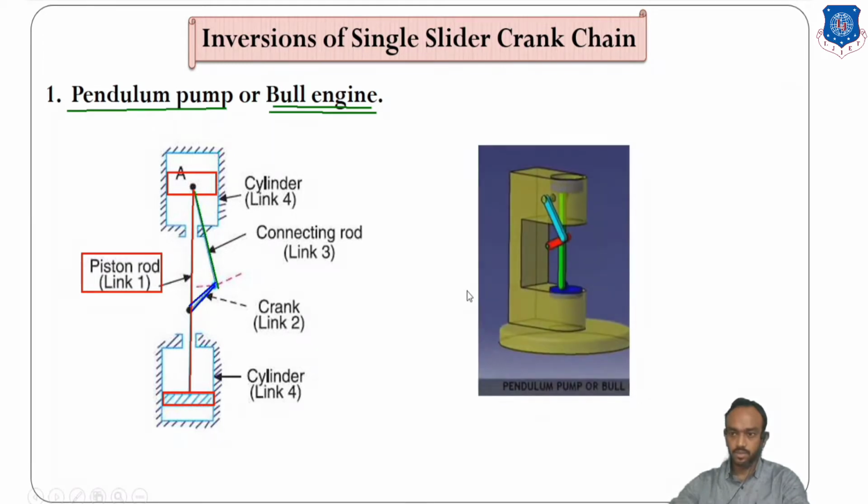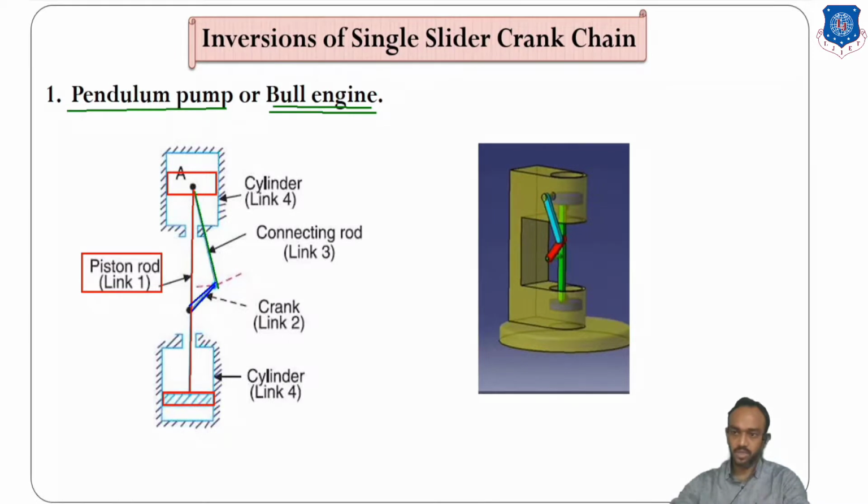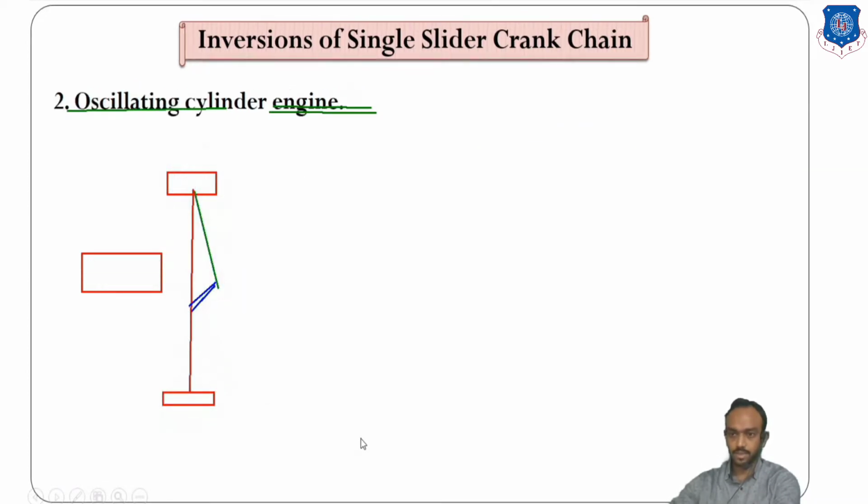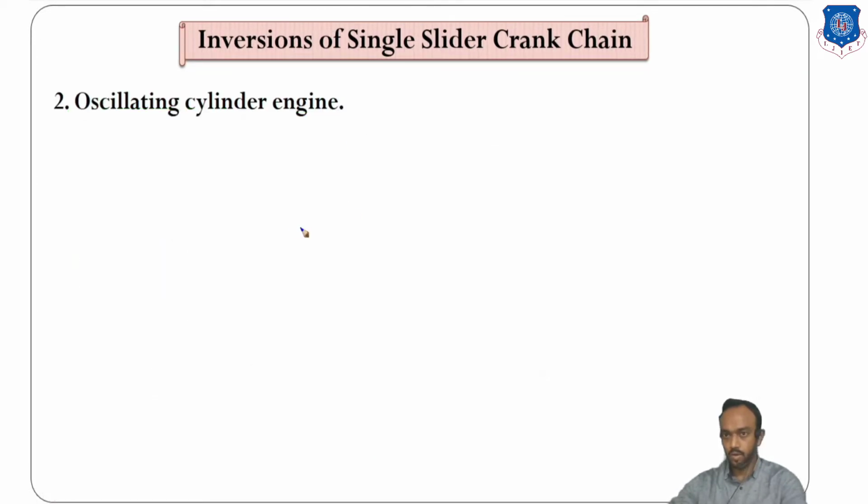You can see in this animation, double acting means both the piston and the connecting rod move within a single motion. Now we go to the next inversion of a single slider, which is the oscillating cylinder.